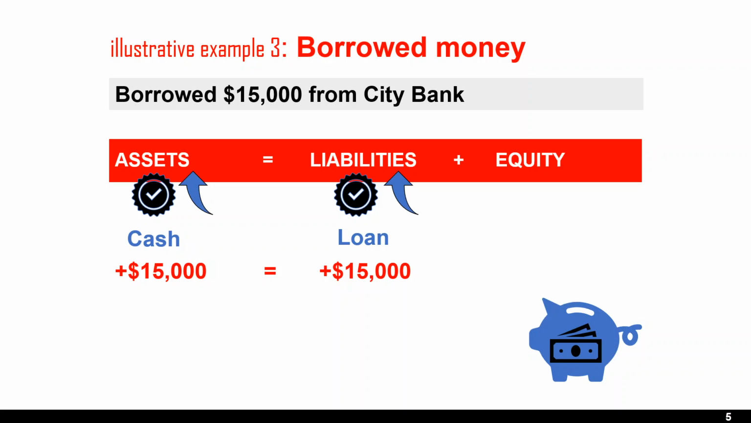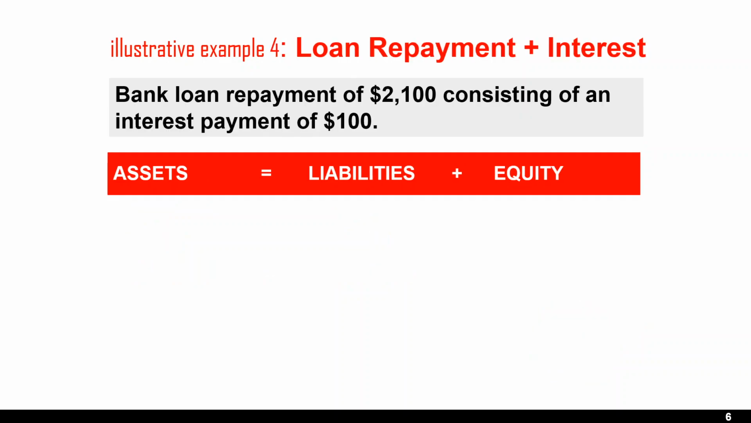Now the entity has a present obligation to pay interest and the principal repayment. Let's look at how we can analyze this business transaction. Bank loan repayment of 2,100 consisting of an interest payment of $100. Then we have to understand how much would be the loan repayment. That is 2,000, and the interest is given in this question as $100. So the total cash payment is 2,100.